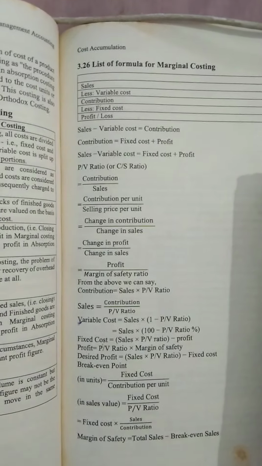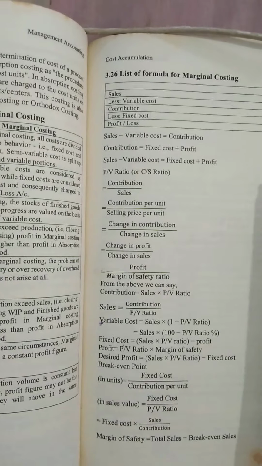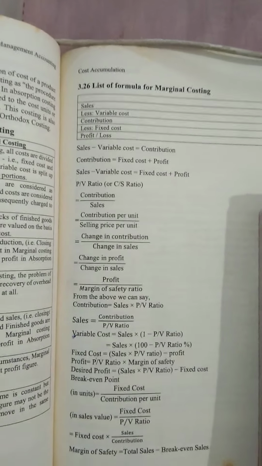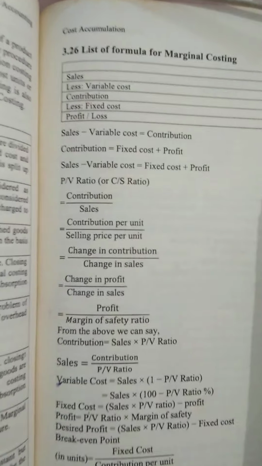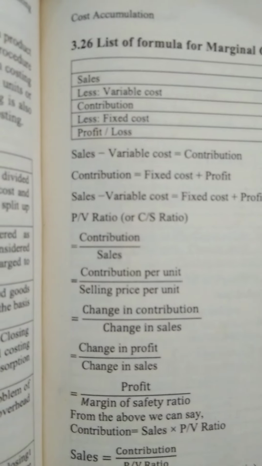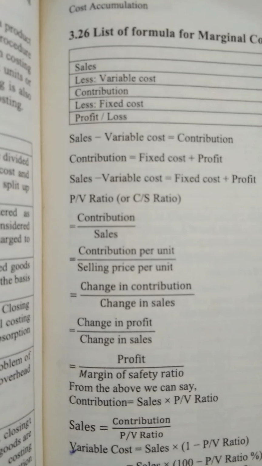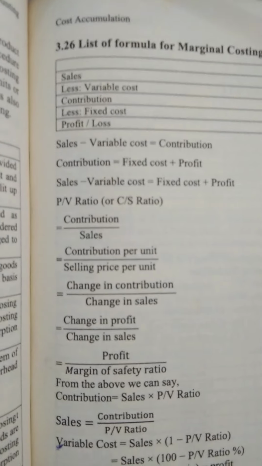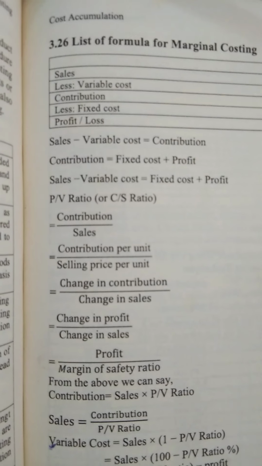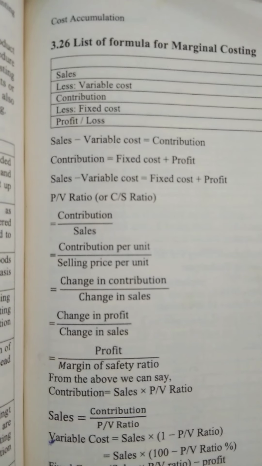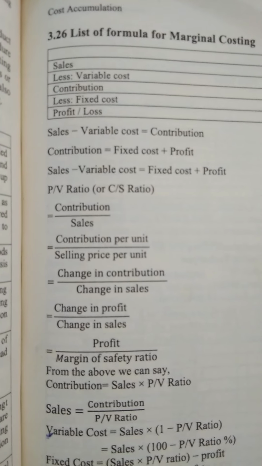Right now I am discussing the formula of marginal costing. The formula is sales less variable cost, this is known as contribution, less fixed cost, this is known as profit or loss. Next, sales minus variable cost equals contribution, or contribution equals fixed cost plus profit.